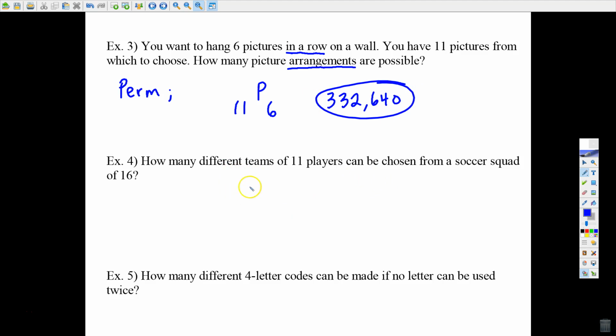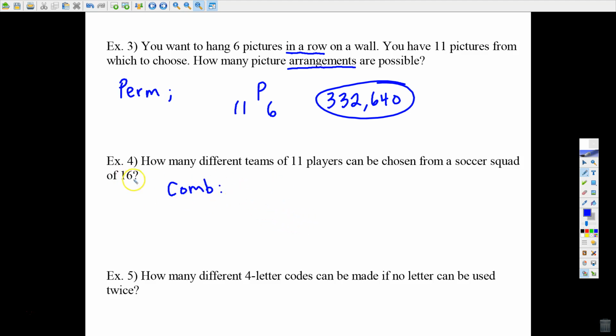Example 4. How many different teams of 11 players can be chosen from a soccer squad of 16? Well, nothing is talked about order. How many different ways can the players be arranged? We just want to know how many different 11-player groups can we come up with out of a total of 16 players. So this is a combination.